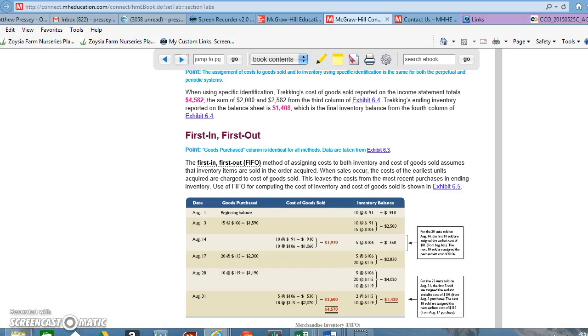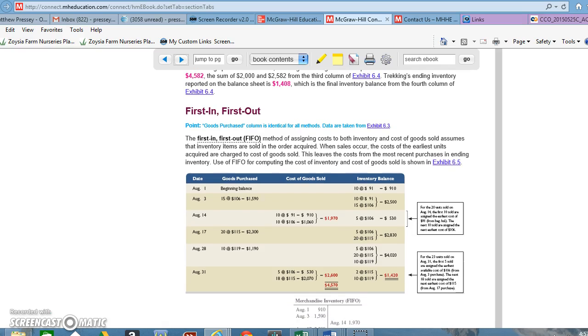All right, moving down further here, we get into some more concepts I want you to be familiar with. First, starting off with the first in, first out concept. Basically what we're getting at here is the flow of merchandise that the retailer's selling. First in, first out is basically as it sounds. The first merchandise that you receive in will be the first merchandise that you sell out.